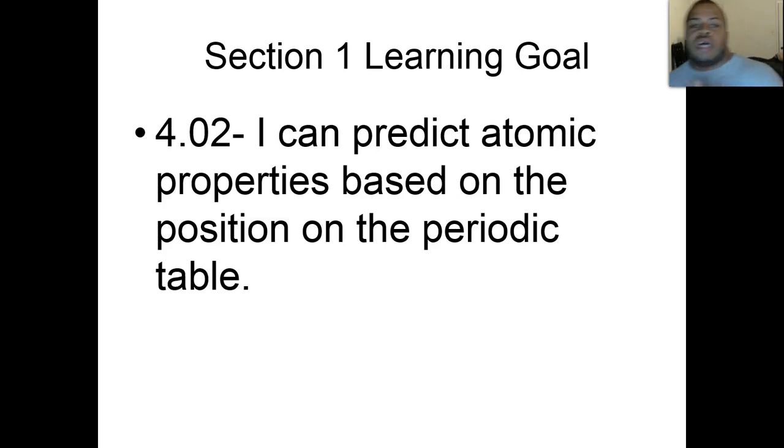Now, Section 1 learning goal: I can predict atomic properties based on the position on the periodic table. This is going to be the second goal that we have on our tracking sheet, and we're going to continue to move forward starting here.